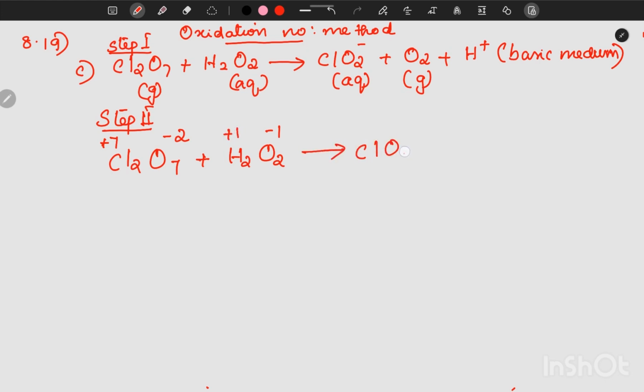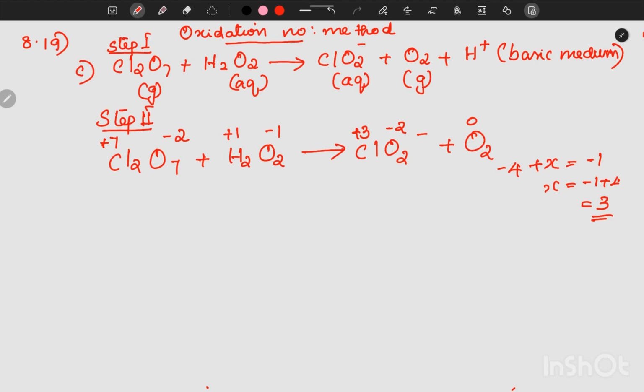In ClO2 minus, the oxidation state of oxygen is -2. So 2 oxygen atoms, 2 into -2 is -4, plus chlorine x, and the sum of the oxidation states is equal to -1. So x equals -1 plus 4, which is equal to 3. So chlorine gets an oxidation state of +3, and oxygen, its oxidation state is 0 because it is in the elemental form, and we can avoid H plus because the reaction is in basic medium.